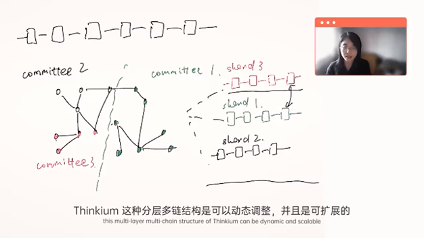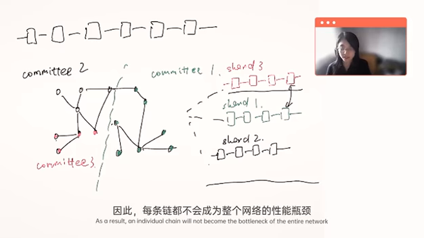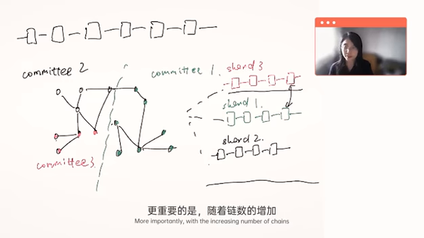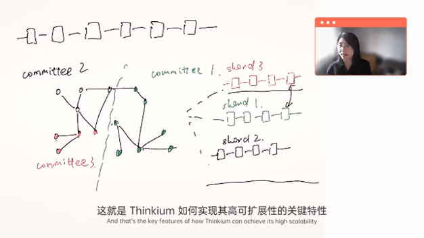In summary, this multi-layer, multi-chain structure of Thinkium can be dynamic and scalable. As a result, an individual chain will not become the bottleneck of the entire network. More importantly, with the increasing number of chains, the throughputs of the system can increase linearly, which is very important. And those are the key features of how Thinkium can achieve its high scalability.